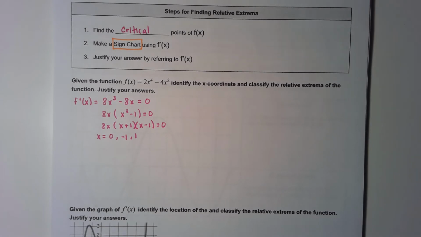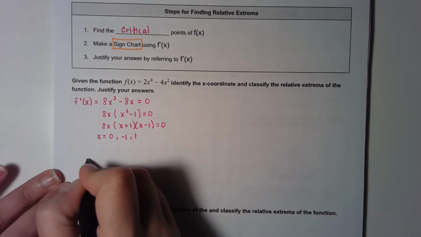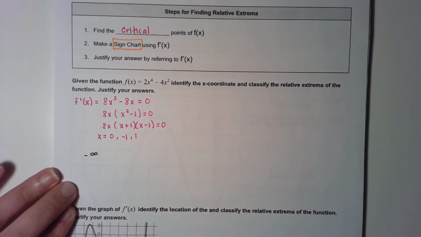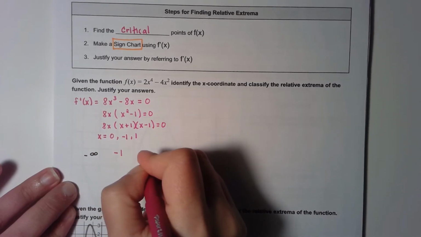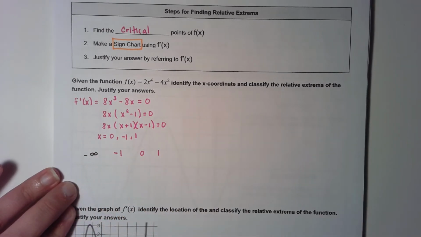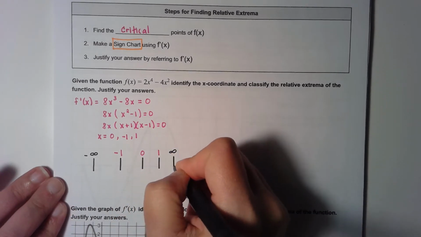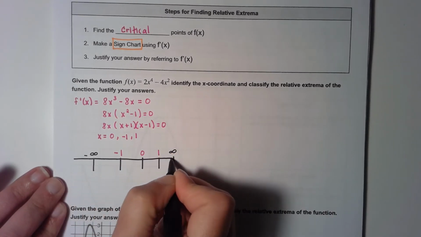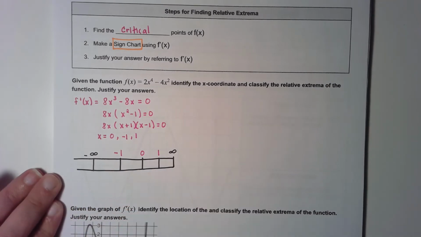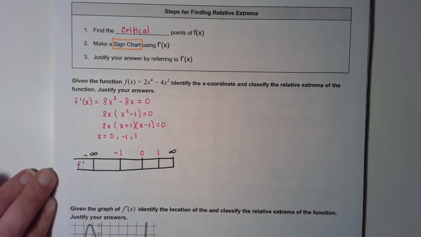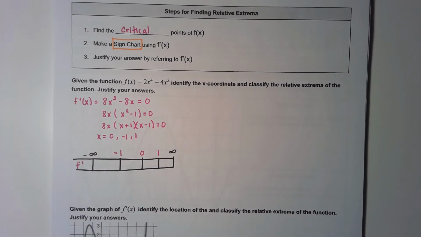Using those values, we're going to make a sign chart. So the beginning of the sign chart would be -infinity. And then if we were to put these numbers in order, it would go -1, 0, +1, and then infinity. And we're going to use those numbers to create the dividing lines of our sign chart. Now, what we're going to be doing is looking at the sign of f prime for each of these sections. So let's start by choosing a number in between -infinity and -1.